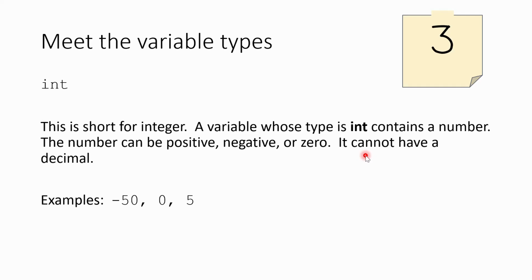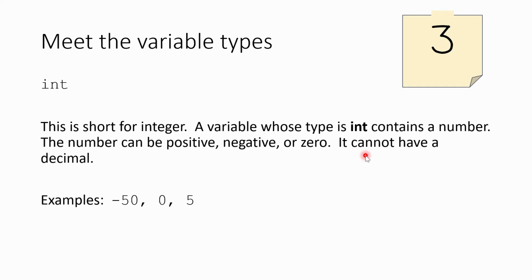The next variable type that I want to talk about is the int variable type. Int is short for integer. Now you're probably thinking, hold up, I've heard integer before. You're correct. Integer in math is a number that does not have a decimal. And that's exactly what we're going to think the same as in our programming sense.